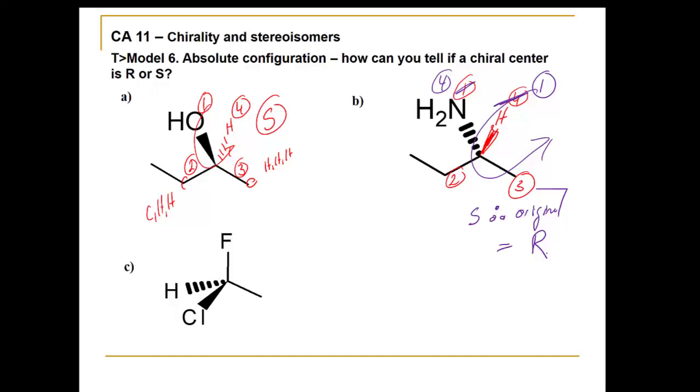And then in the last structure we have a couple of halogens. I know chlorine has the higher priority, then fluorine, then the carbon. And of course the hydrogen has the lowest priority, and fortunately for us it's going back. And then I count 1, 2, 3 like this, and therefore this has an R designation.